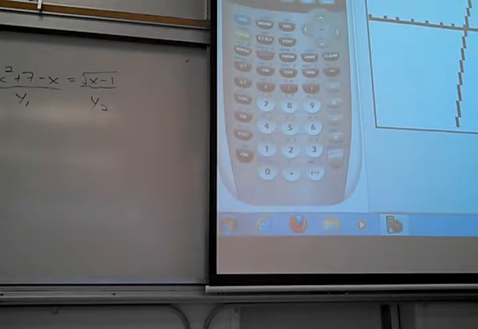If I hit zoom box, I can move the cursor to one corner of the box and then move it down to the other diagonal corner of the box and then hit enter, and that zooms in.